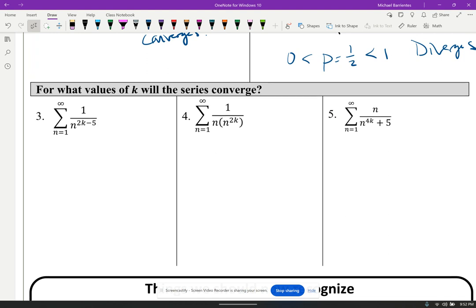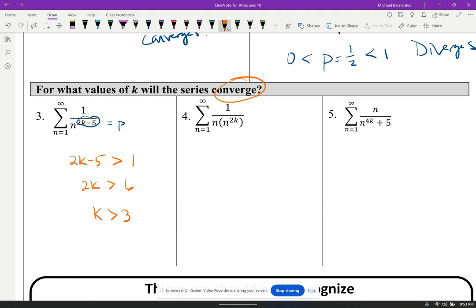Well, first, as we look at number 3, we recognize this is really a p series, right? This is a p series where it's 1 over n to the p. So my p-value is 2k minus 5. Well, if I want it to converge, then I need to set that p-value to be greater than 1. And if I do that, that means 2k has to be bigger than 6. And if I do that, that means k has to be greater than 3.